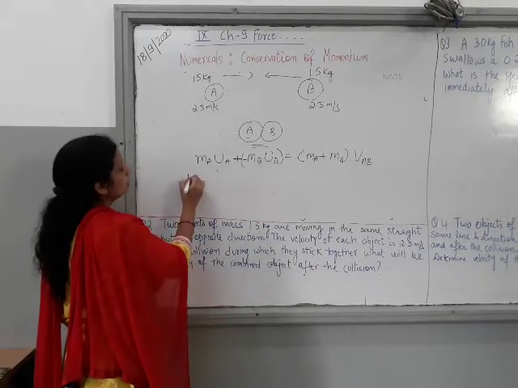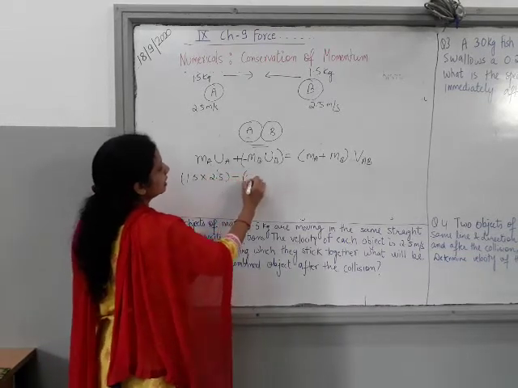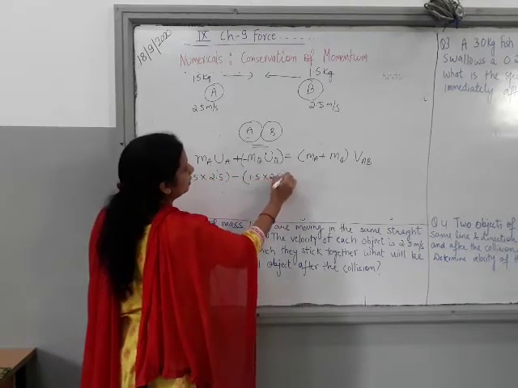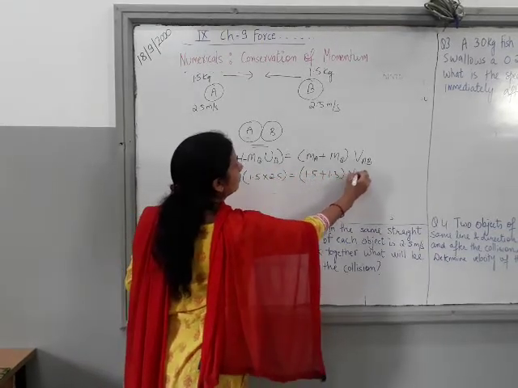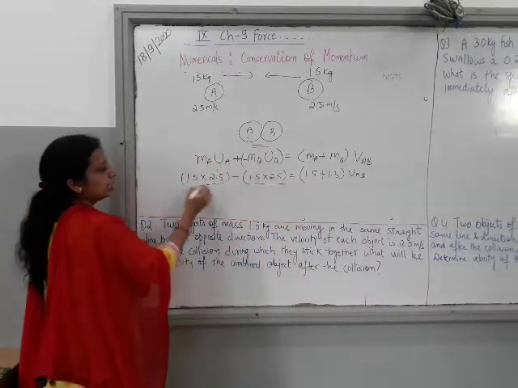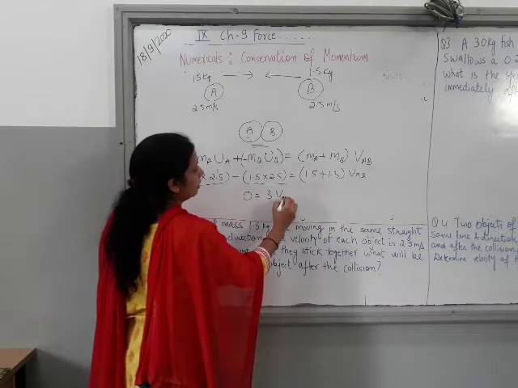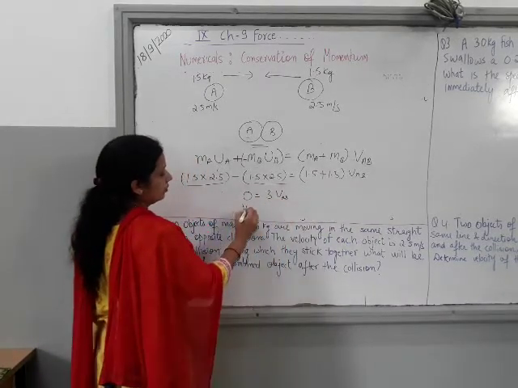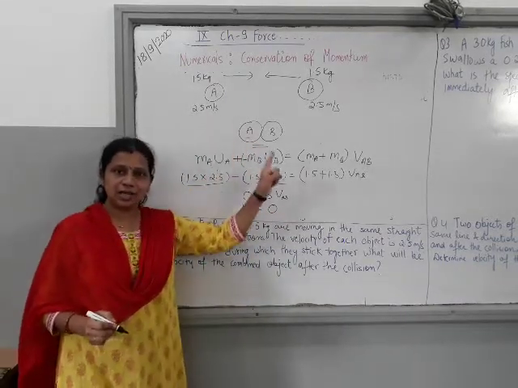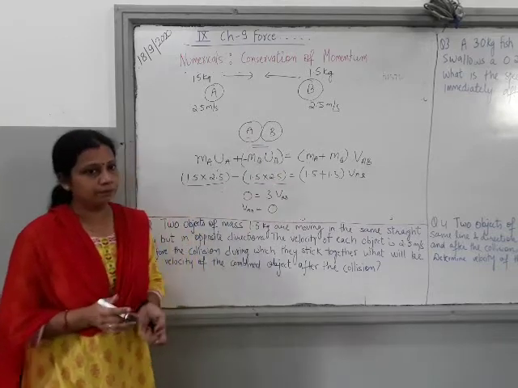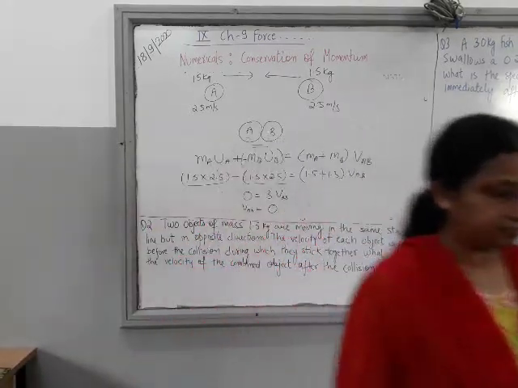Now simply put the values: 1.5 into 2.5 plus minus 1.5 into 2.5 equal to (1.5 plus 1.5) VAB. These two terms are equal and opposite, so this is 0, and this is 3 VAB. So VAB is 0. So after they stick together, they will come to a stop. Now after these two questions, we will do the third one.